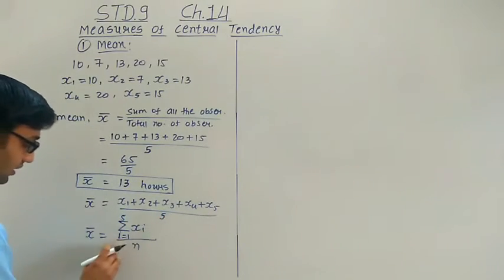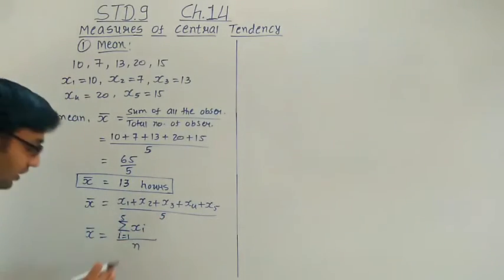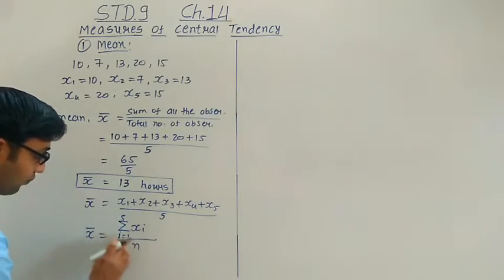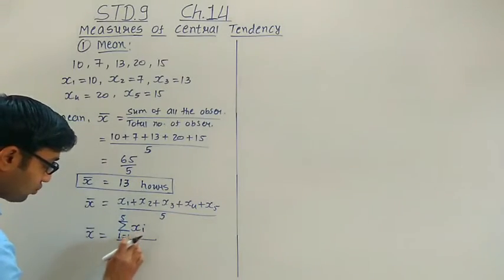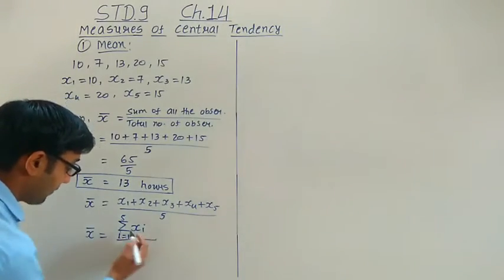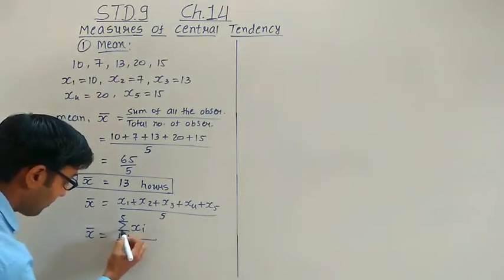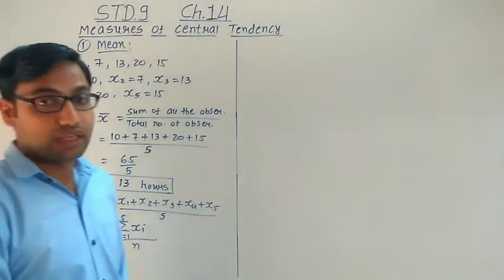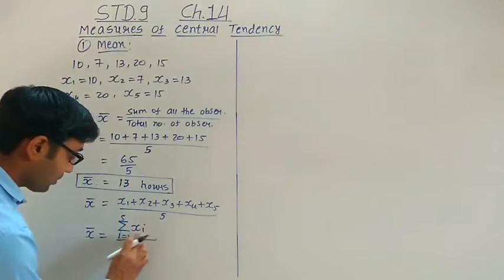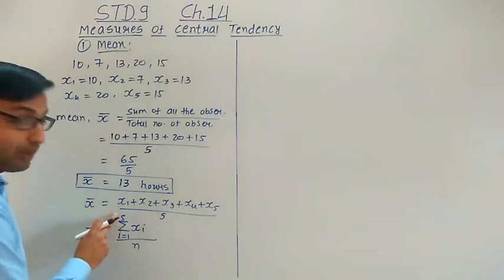For this case, i is from 1 to 5. i is changed from 1 to 5: x1, x2, x3, x4, x5. And this symbol of the sigma means the addition. Addition of all these observations from x1 to x5.